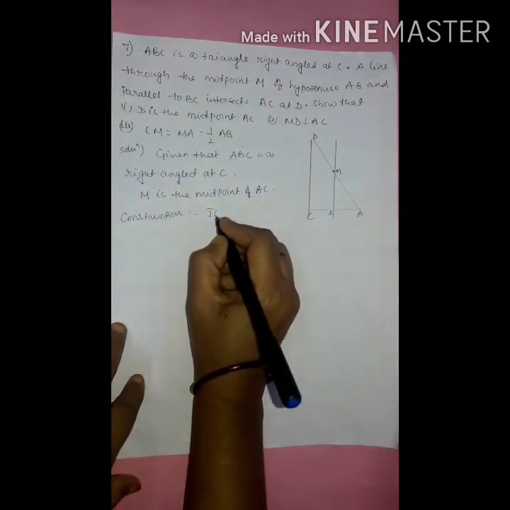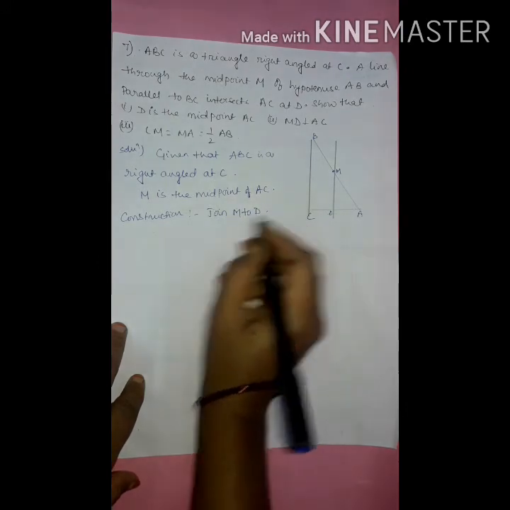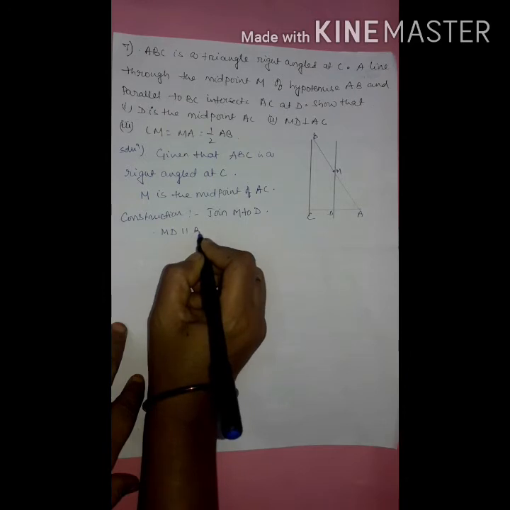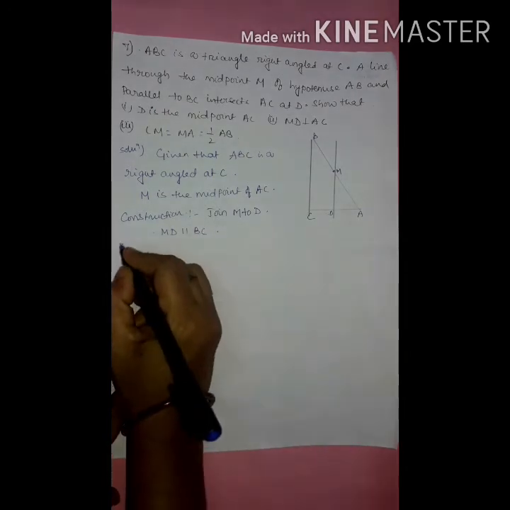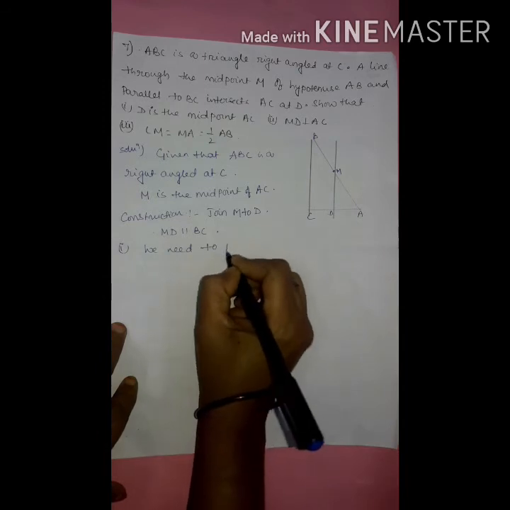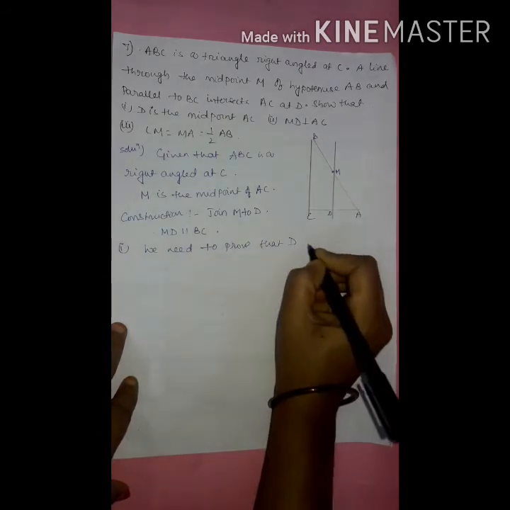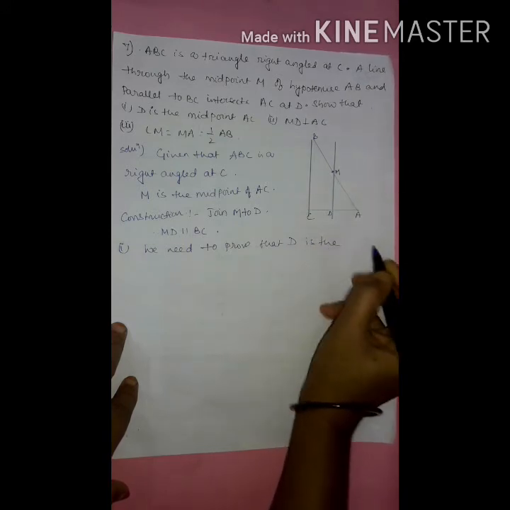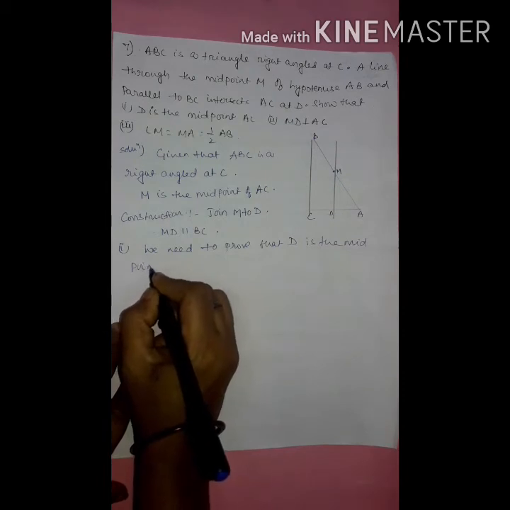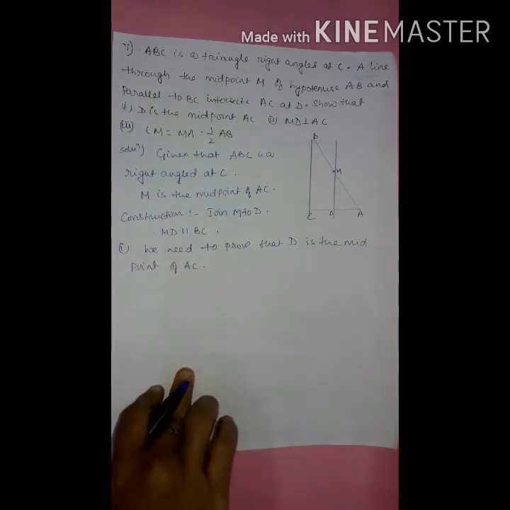Construction, join M to D. Here MD is parallel to BC. So first part, we need to prove that D is the midpoint of AC.